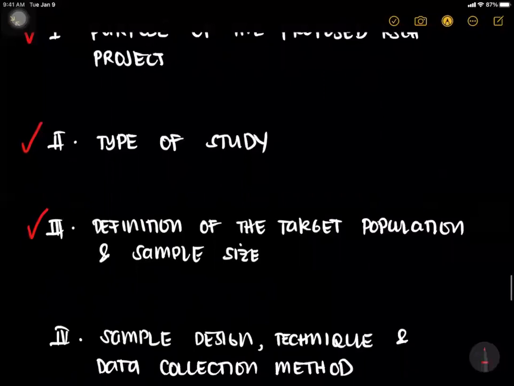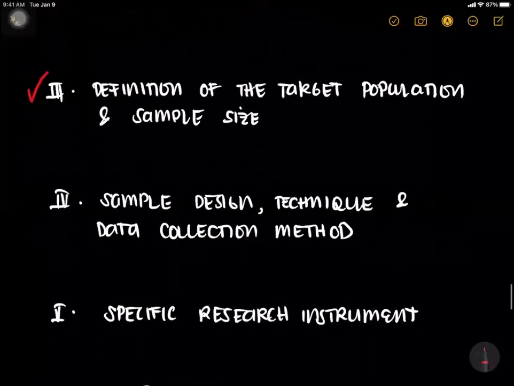Number three is a definition of the target population and sample size. So that's where you put it there. A substantial discussion regarding the sampling technique, as what we have said, used to draw the required sample, and the actual method of collecting data, whether you're going to do survey, observation, experiment. Likewise, you also need, for number four, sample design technique and data collection methods. So here, a substantial discussion regarding the sampling technique used to draw the required samples. Also, incentive plans and justification.